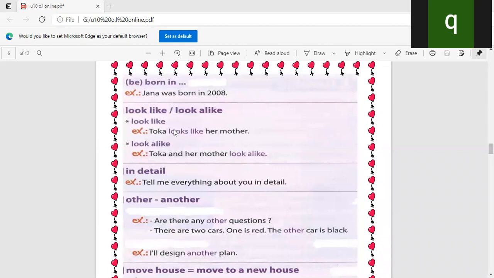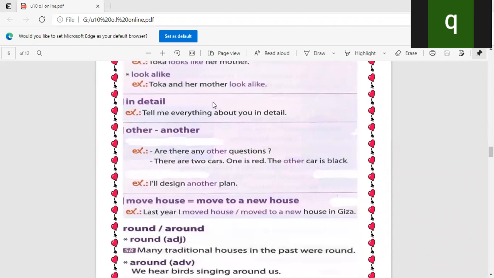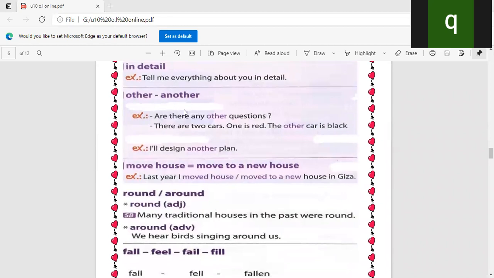Look like and look alike. Toka looks like her mother. She is the same as her mother. She takes after her mother in appearance, okay? Toka and her mother look alike. They look the same. In detail means you say something and give a lot of information, you tell everything about it. Tell me everything about you in detail. Other and another. Are there any other questions?